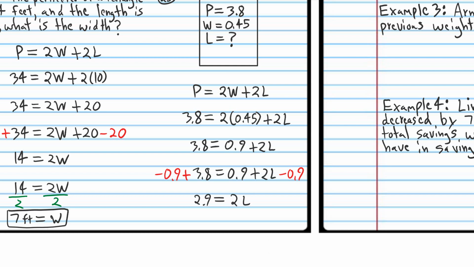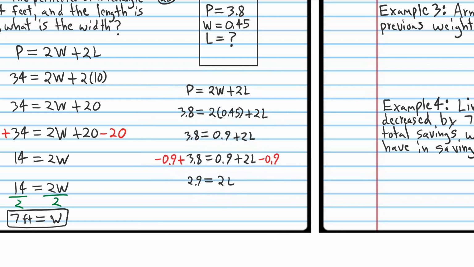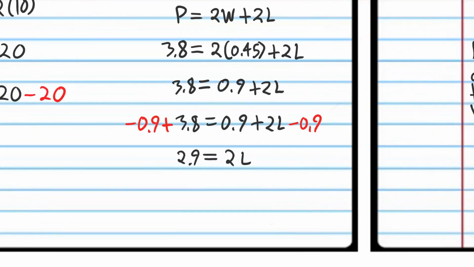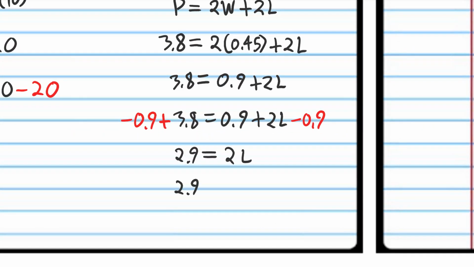And we're about to perform an operation on both sides of the equation again, so we have to rewrite. I'm running out of room, so I'm going to have to shrink this. So rewrite that. And we're going to divide both sides by 2. So you can get out your calculator for this. 2.9 divided by 2 is 1.45. So L is 1.45. And again, they didn't give us any units, so we don't have to write the units.